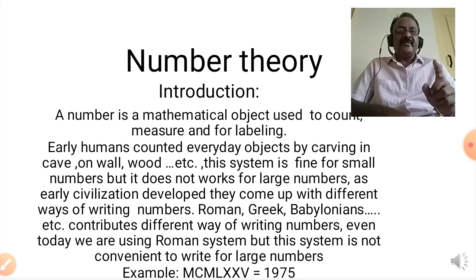Usually, what we do is, capital I is 1, for 5 it is capital V, for 10 it is capital X. Those are Roman letters.